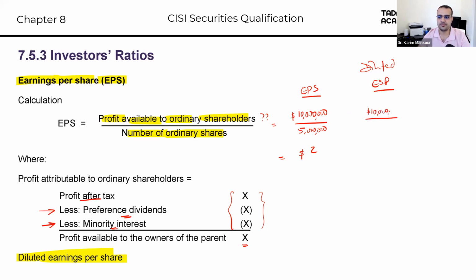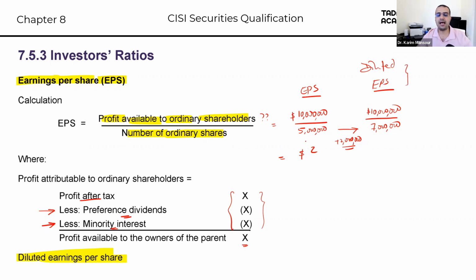So this $10 million will no longer be distributed among 5 million shares. They might be distributed among, let's say, 7 million shares. These extra 2 million shares were issued because warrants and convertible bonds were exercised. They were converted into ordinary shares. So this is the diluted earnings per share.